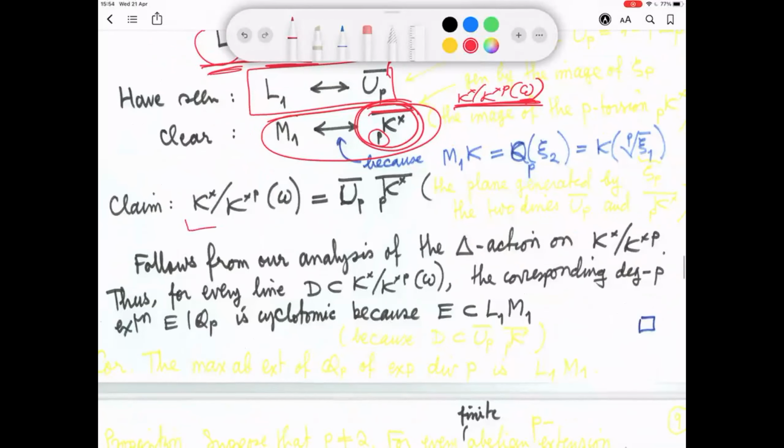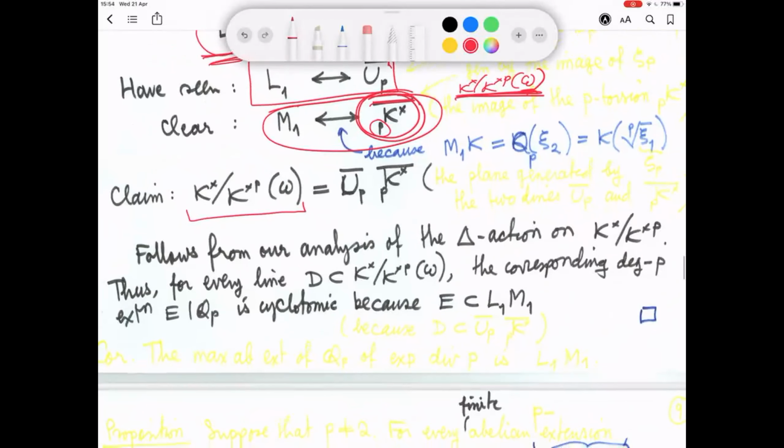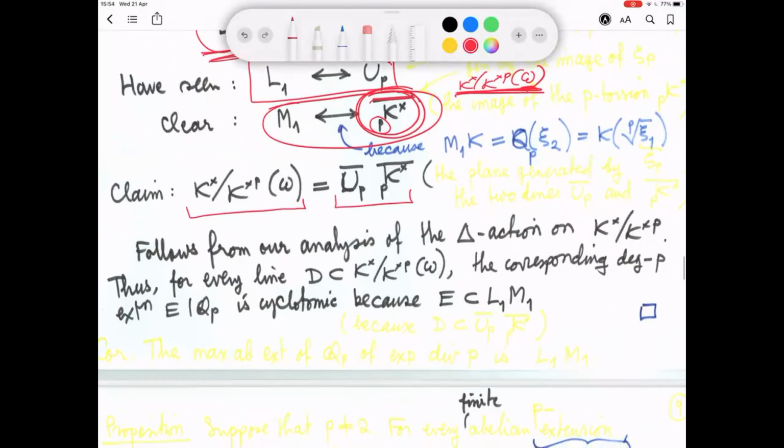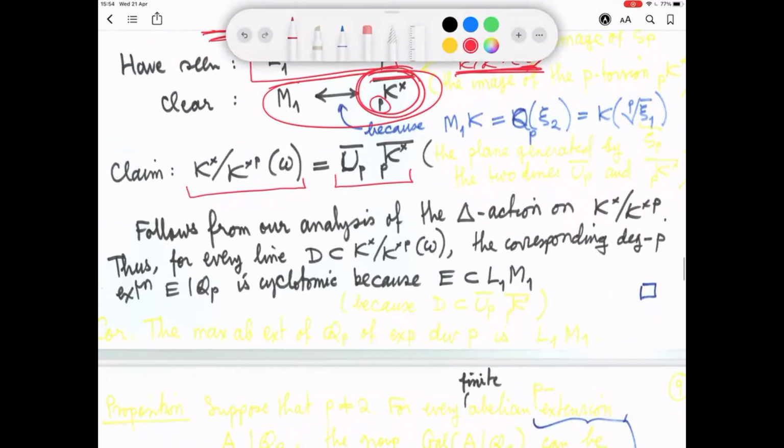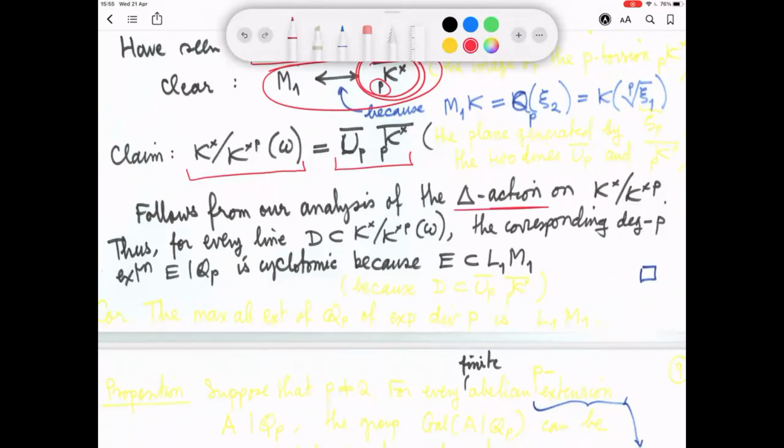The claim is that the whole eigenspace is generated by these two lines. Okay? Now, why is that true? That is true because we had analyzed the action of delta on K star modulo K star to the power P. When proving Serre's mass formula, we had described precisely which characters occur in which subquotients of K star modulo K star to the power P.